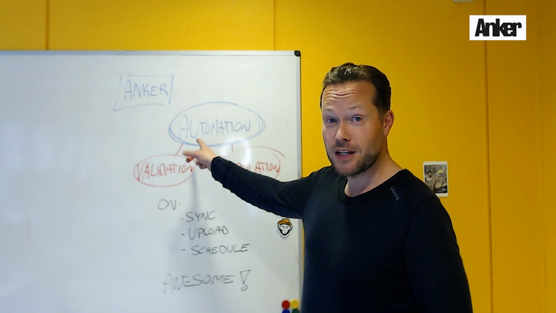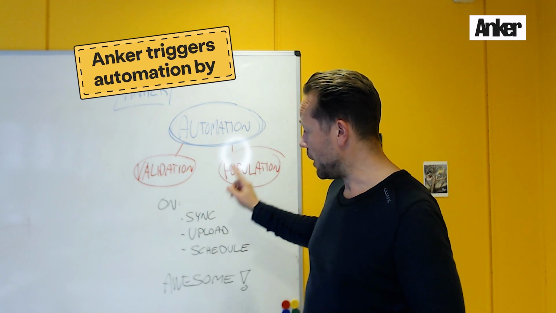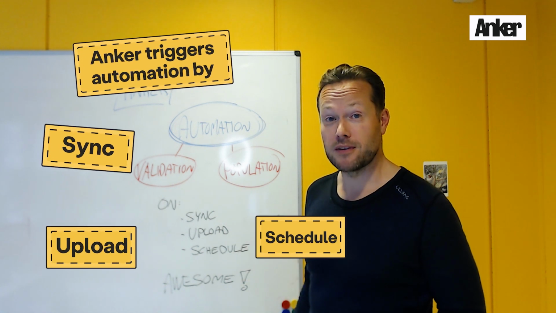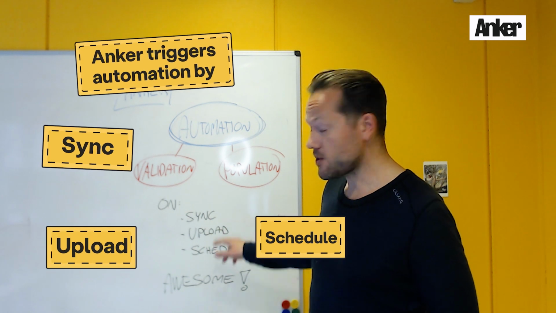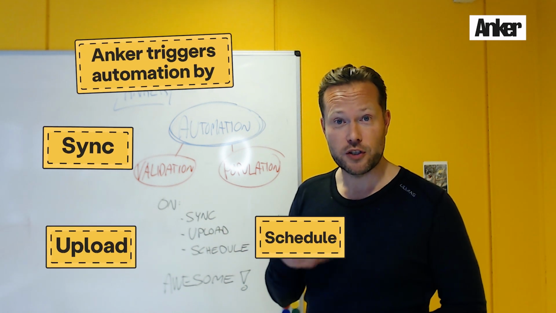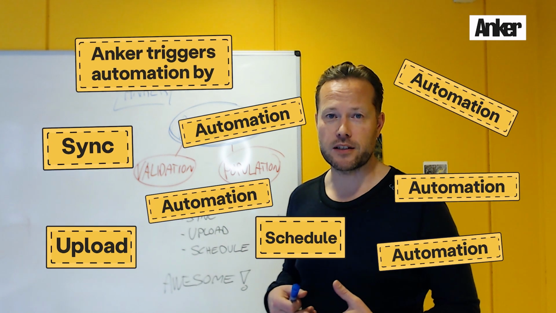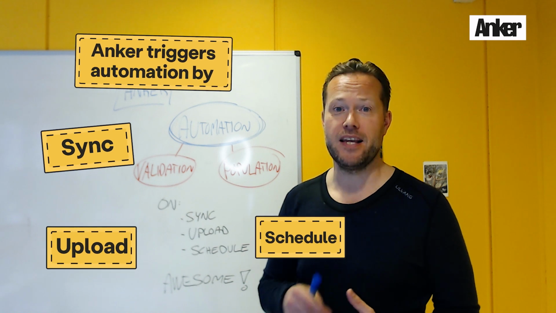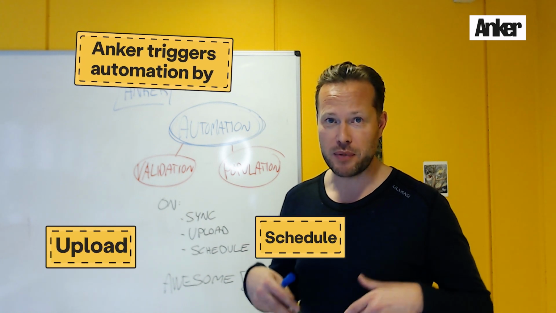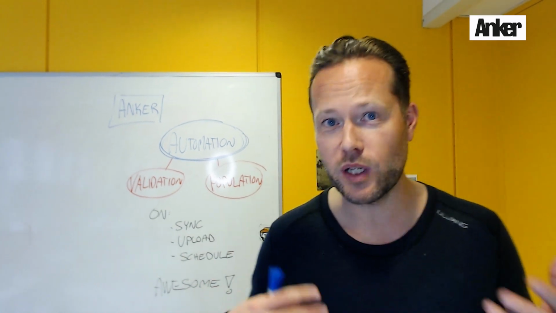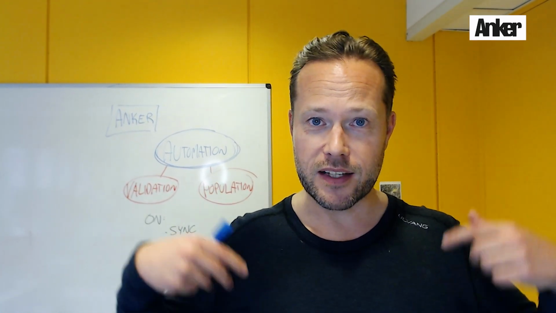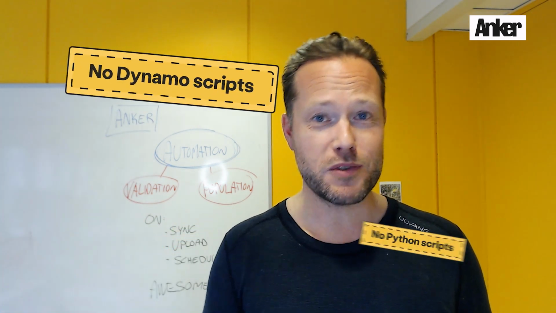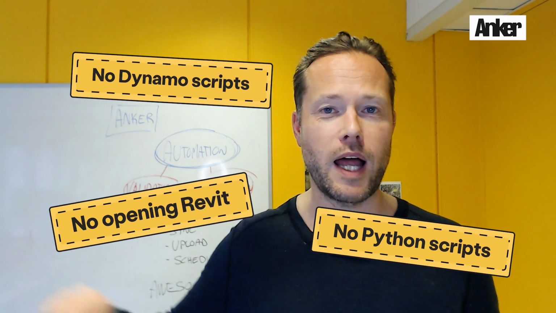An automation in Anker can be triggered by sync, upload, or scheduled, actually from this week. This means that using any of these rules, you can trigger an automation inside of Anker basically all the time without overloading any Revit session or any Revit file. So basically the people that you work with can just continue doing what they're always doing in Revit and sync, and then Anker outside of Revit handles all the automation. No Dynamo scripts, no Python scripts, no opening Revit, it all happens outside of Revit.